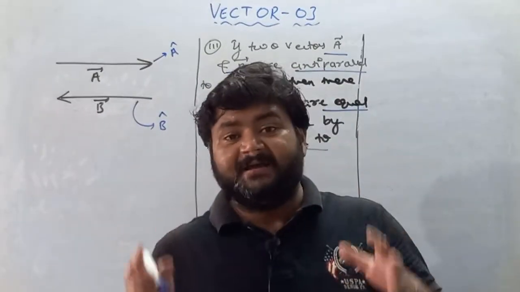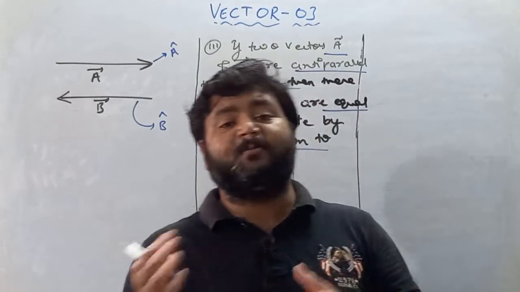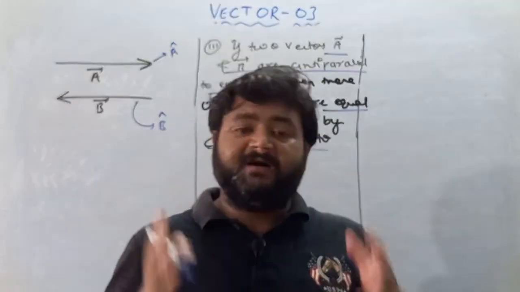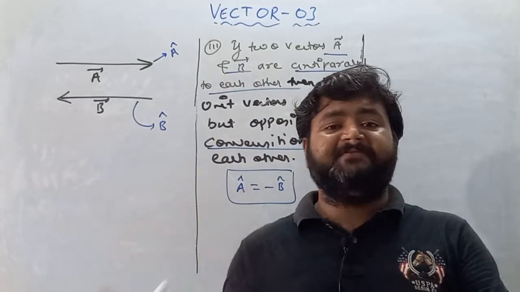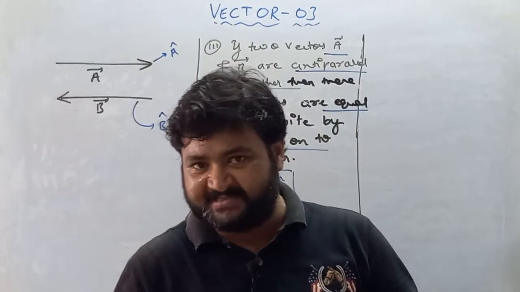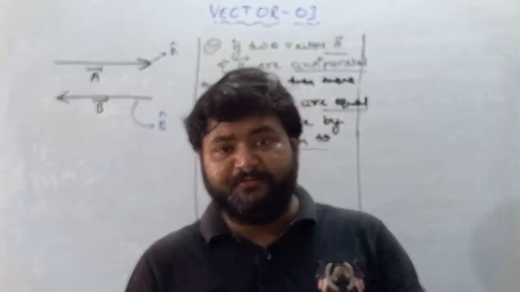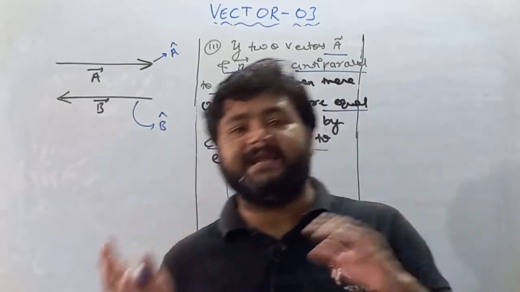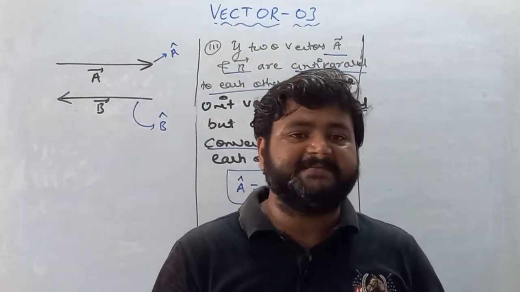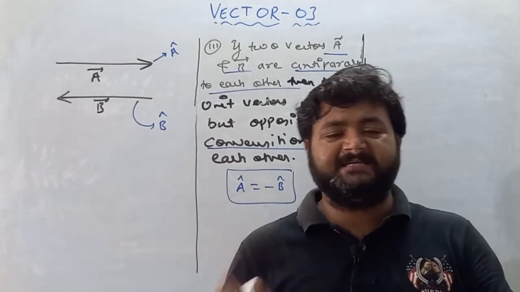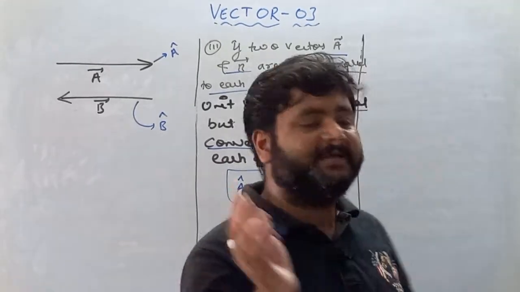These points you have to learn and fit in your mind. Once we complete vectors, we'll use these concepts in the whole of physics. So remember this thing. If two vectors are parallel, then their unit vectors are equal. If two vectors are anti-parallel, then their unit vectors are equal in magnitude but opposite in nature. One is positive, the other is considered to be negative.